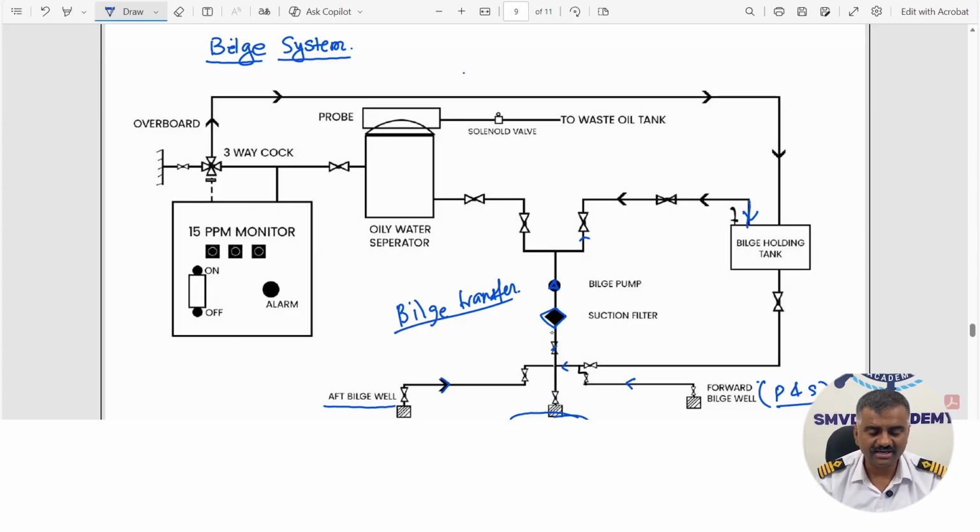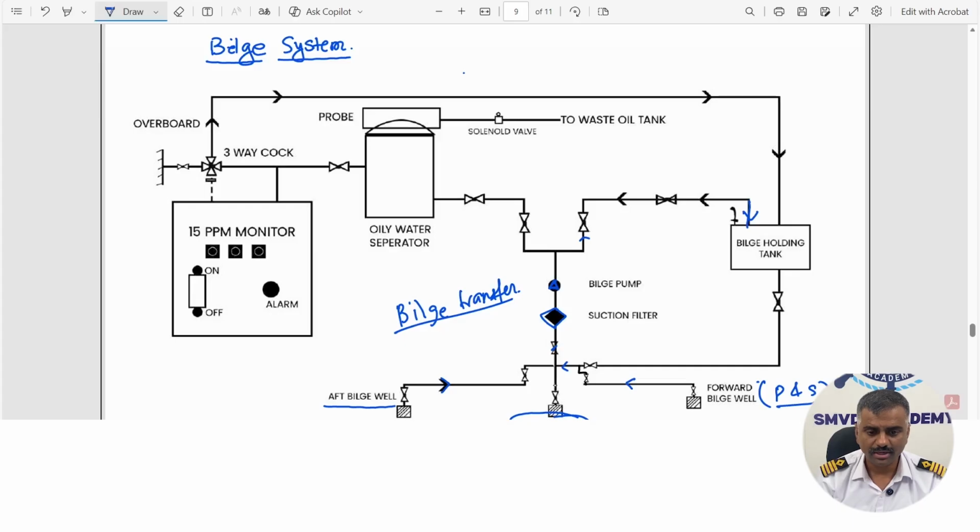Sea suction is given in the bilge pump line because sometimes priming is required. Why? Because you see the aft bilge well and the port starboard bilge well are below the level of the pump. They are in the tank top area. So from the tank top area, if you have to take suction, it will be a negative pressure. There is a compound gauge installed in the suction of the bilge pump and it will be showing negative pressure. Sometimes what happens, the suction is not coming from this line.